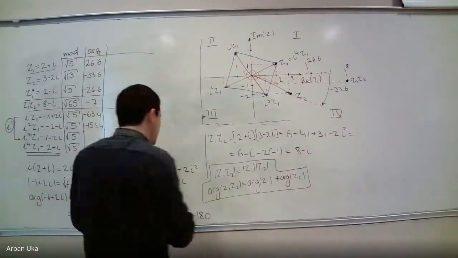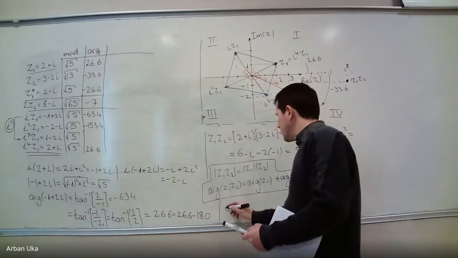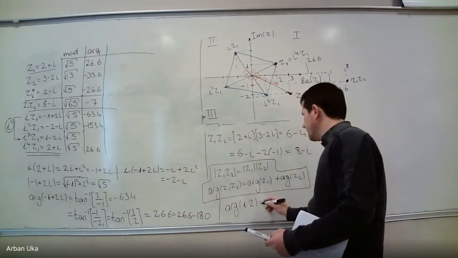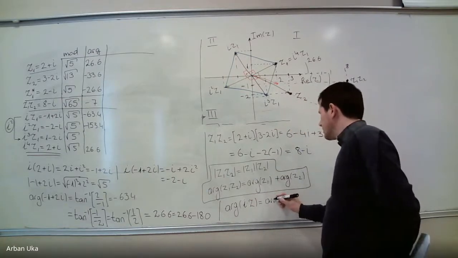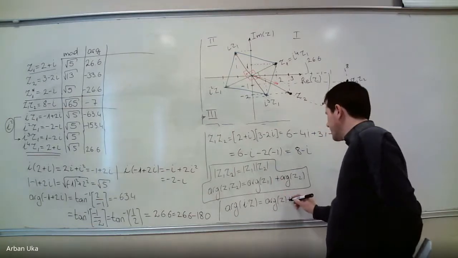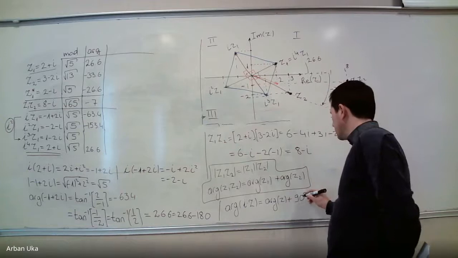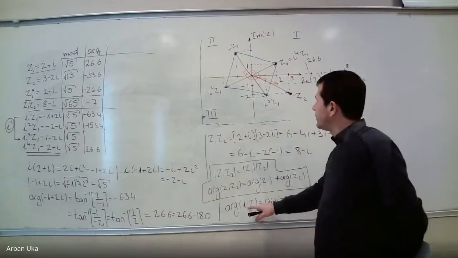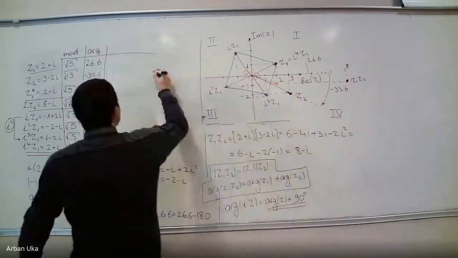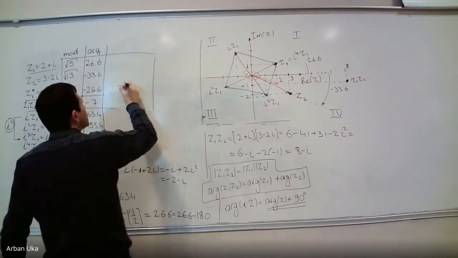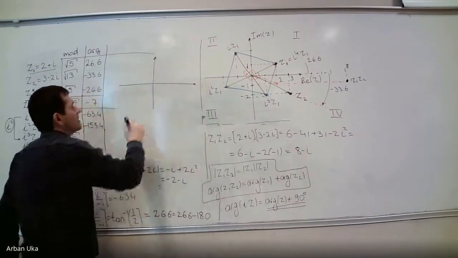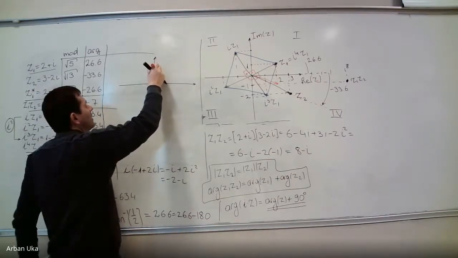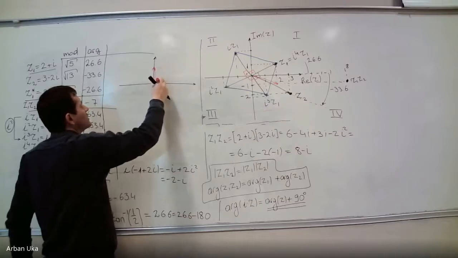Why is this? Because it is easily seen that the argument of i times any number z is equal to the argument of z plus 90 degrees. Because the argument of i is 90. If we have a look at this graph here, I might erase this one very soon. What is i? i is this point right here. So what is the angle?